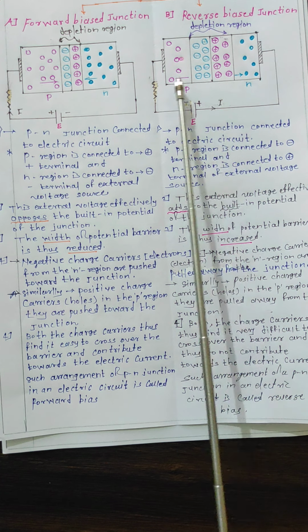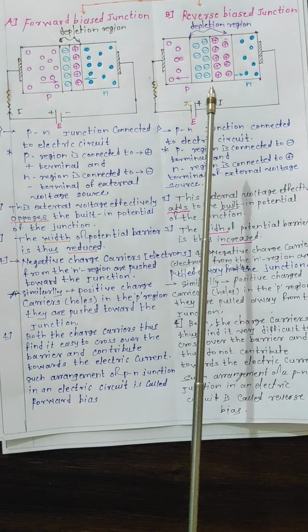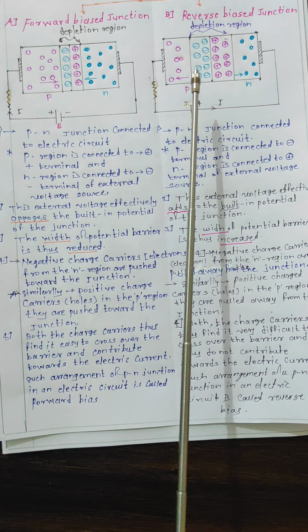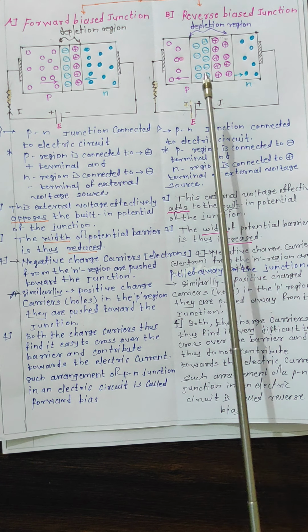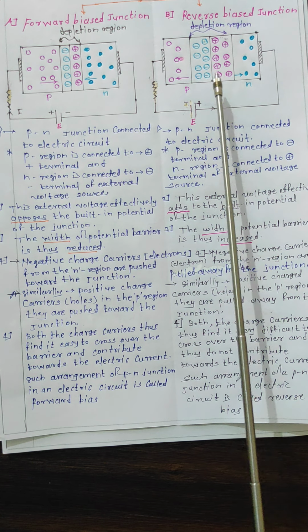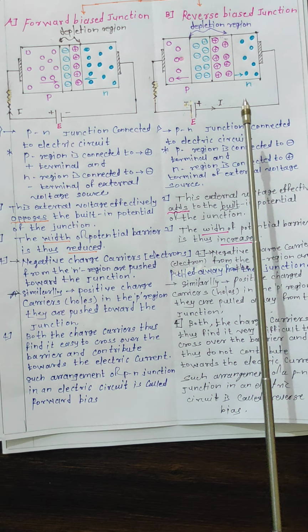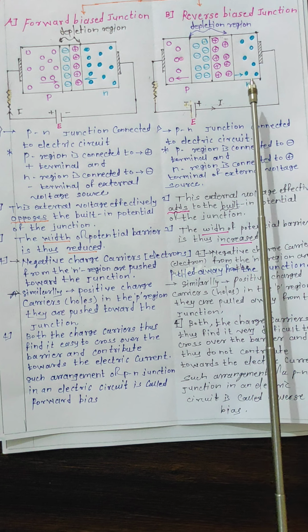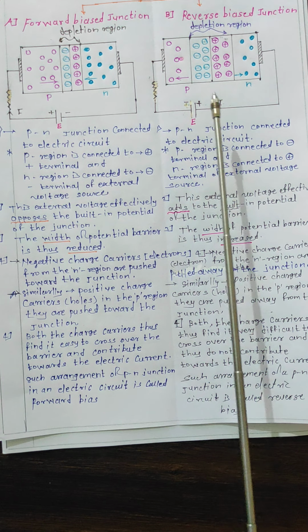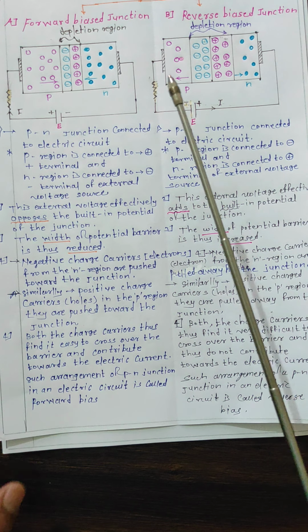So in that condition the depletion layer is increased, and therefore both charge carriers, the positive holes and the negative electrons, find it difficult to cross this barrier because the barrier width is increased. Therefore the electric current also has difficulty flowing in the reverse bias condition, and so this electric circuit arrangement is called reverse bias.